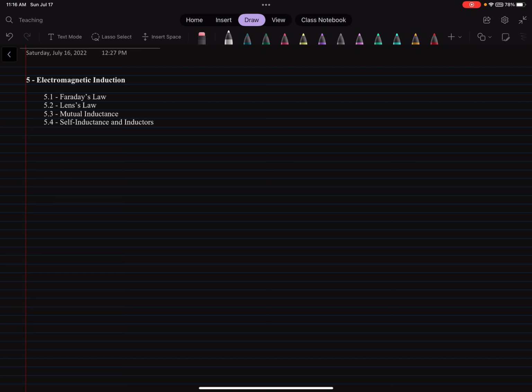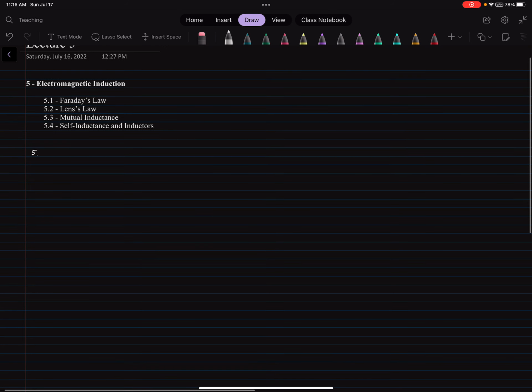So 5.1 is Faraday's law. All right, so yet another thing that's going to help us solve problems. It's going to have some conceptual components for us to understand, and it's going to have some mathematical expression for us to use. This is kind of the pattern.